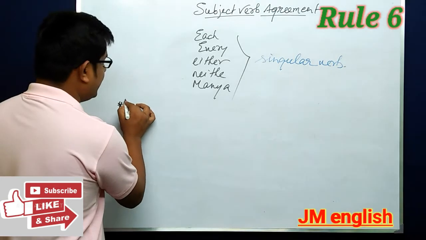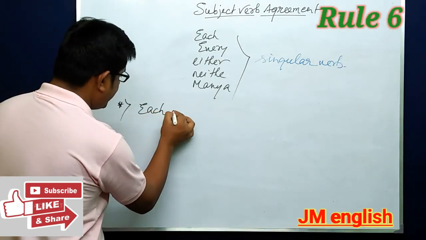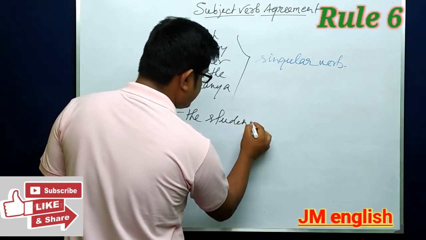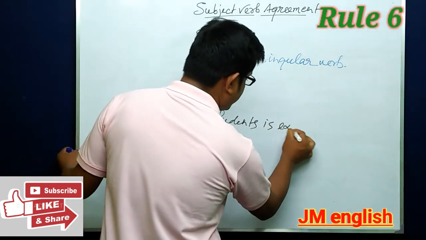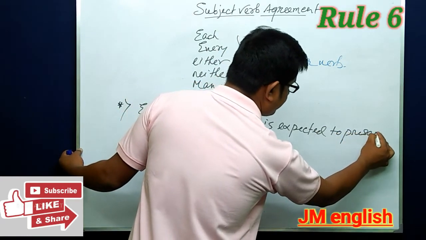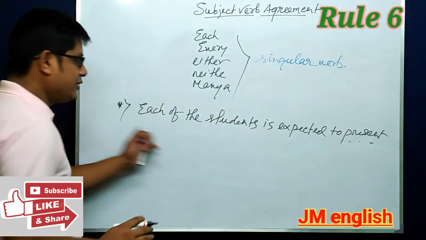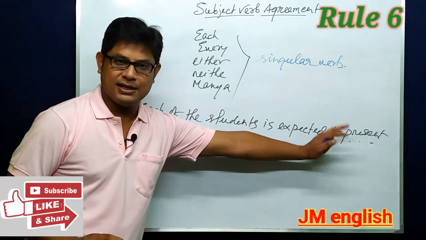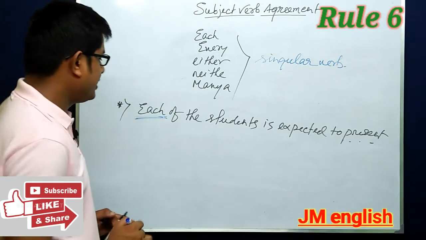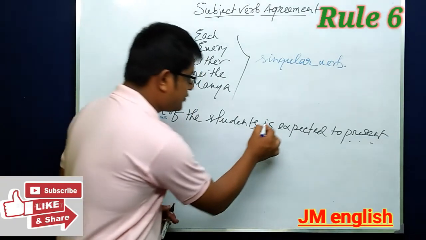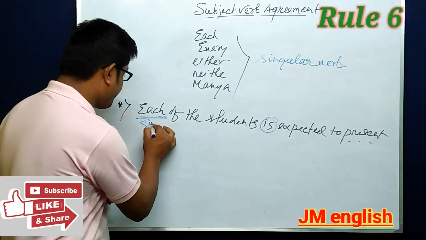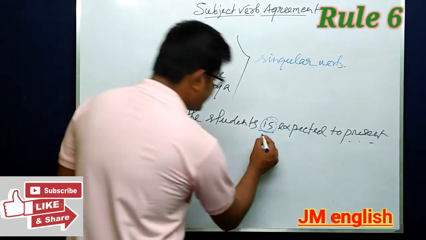Suppose you write that each of the students is expected to present. Okay, each of the students is expected to present. Then let's take a sentence from that. Each of the students, I have used each, so this is the subject, and that's why you have to use is, because each represents singular form. So this is singular, and at the same time the verb should also be singular.